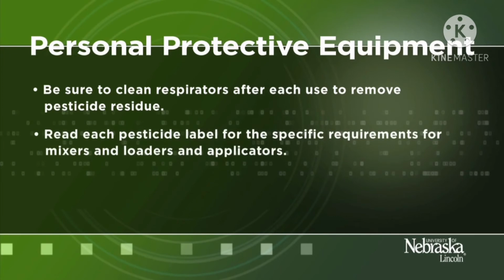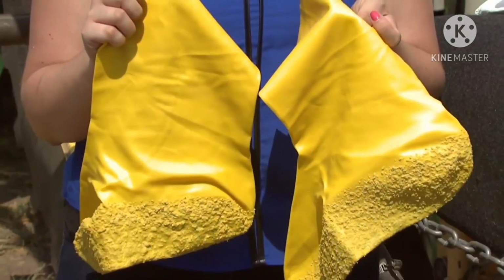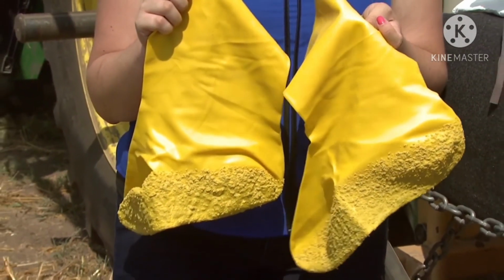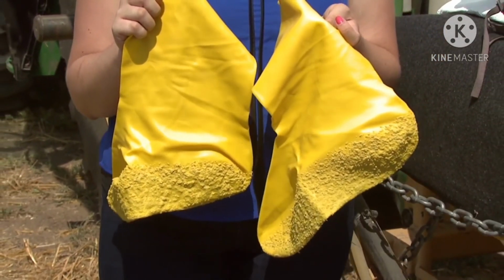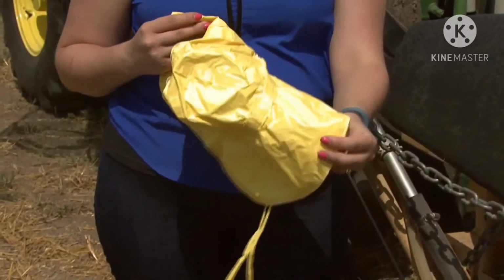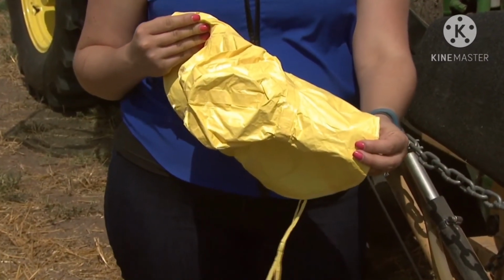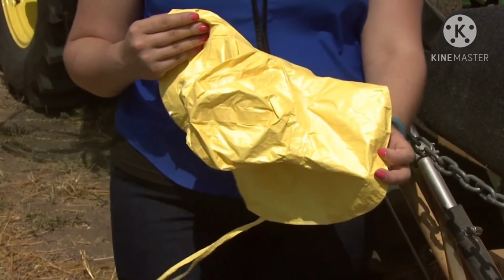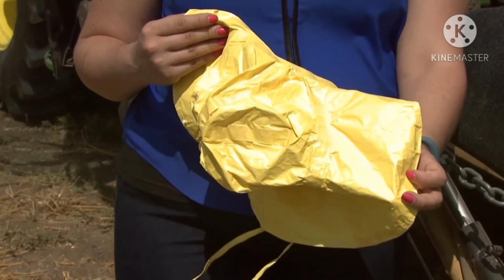Read each pesticide label for the specific requirements for mixer and loader and applicators. There are other PPE items that can be useful for applicators in specific situations. Items like rubber boots for use in turf application situations where you may be walking through the treated area, head covering when making applications above your head like spraying trees or tall vegetation or hanging plants in a greenhouse.